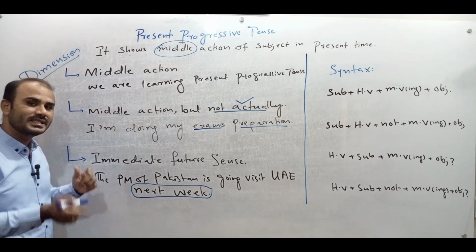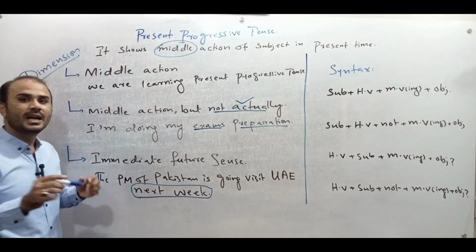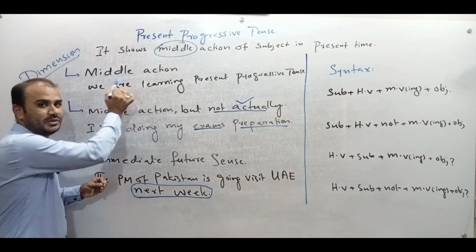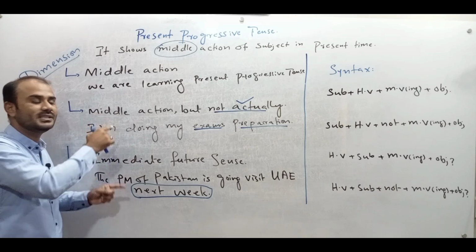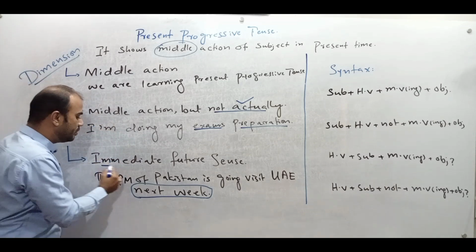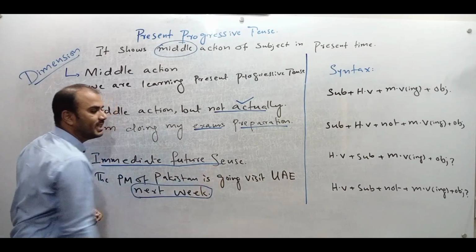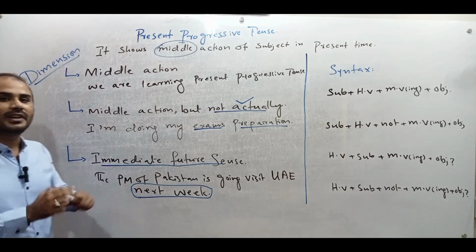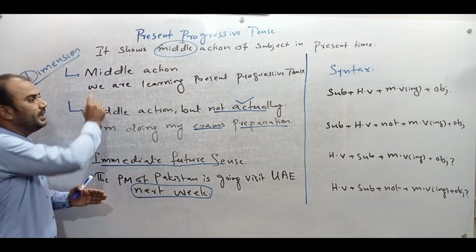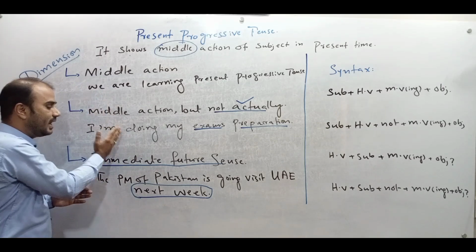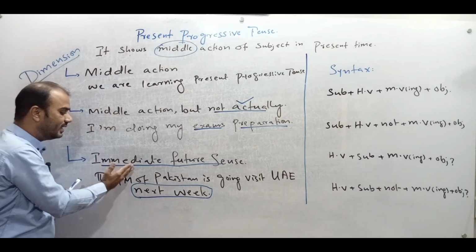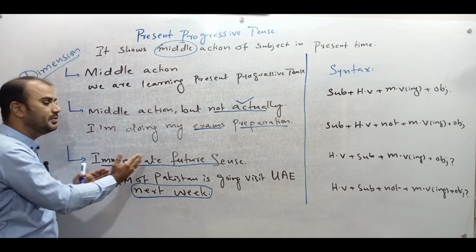And in a second example, I'm going to start my lecture. So it means that I am going to start. It means I'm about to start. Senses like these are our immediate future senses. So there are three different dimensions. Number one, we are learning present progressive tense, that is actually reality. This is beyond the reality. Third and the last, we have the immediate future senses.